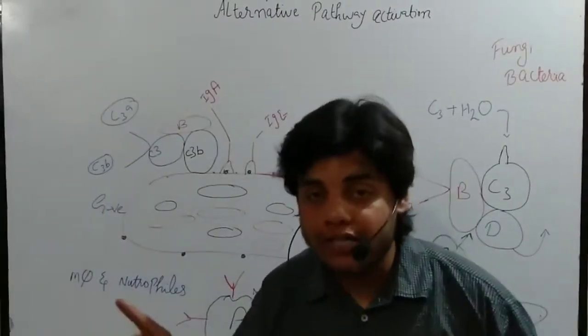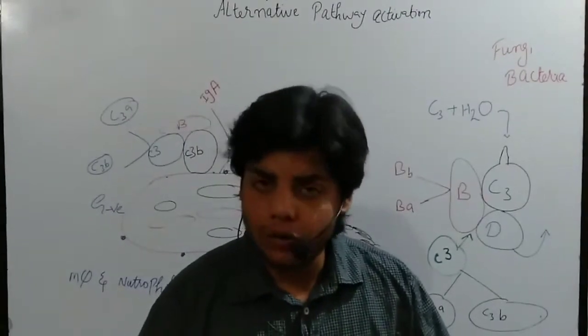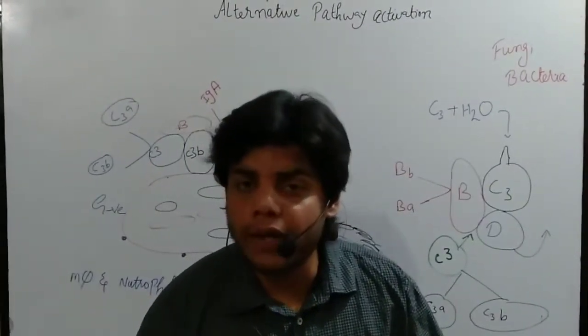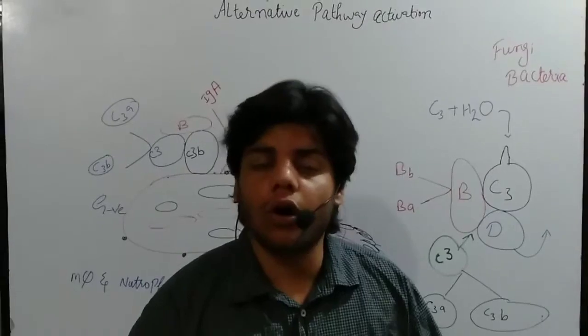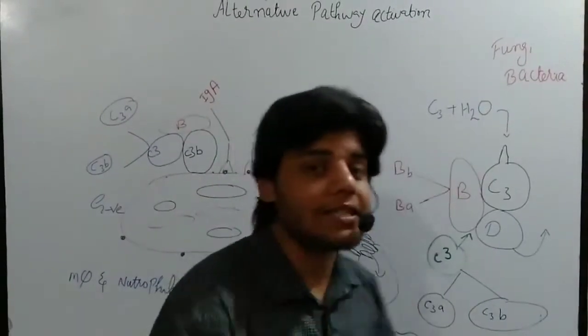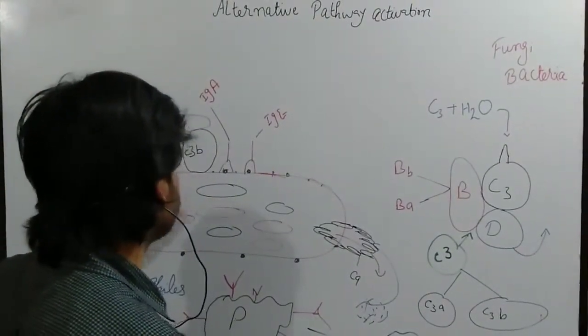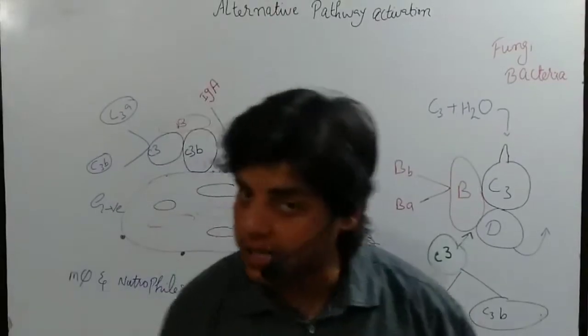In the previous video lecture, if you remember, we talked about how C2a, C4b, and C3b all act as a C3 convertase. But in this case, the C3 convertase is C3b, factor B, and C3; all of these are actually the C3 convertase.